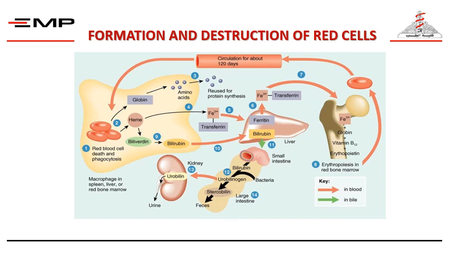When it gets destroyed, we get the production, as we said, of the globin, converted to amino acids, and the heme, which will be converted to iron, carried by the transferrin to be utilized by the body and/or stored in the liver as ferritin, and the porphyrin will be oxidized to biliverdin. This biliverdin will be converted to bilirubin, circulating as indirect, unconjugated bilirubin, and goes to the liver.